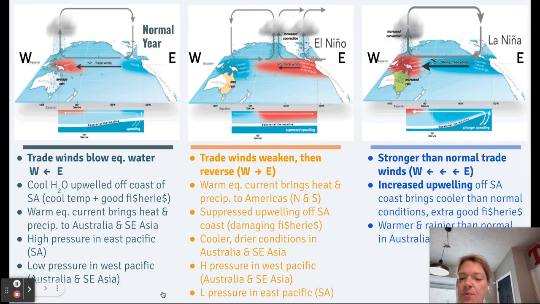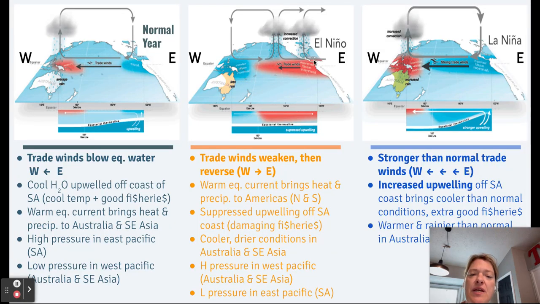And there's also high pressure in the eastern Pacific Ocean here along South America. And this creates lower pressure in the western Pacific along Australia and Southeast Asia. And so they tend to get a rainier climate than South America and southern United States or Central America.